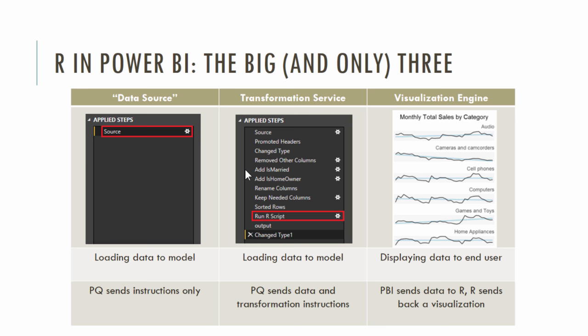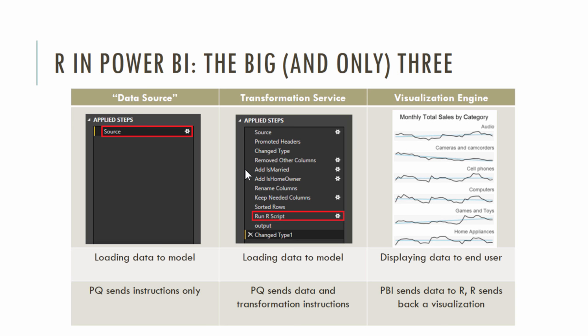So, R and Power BI, the big and only three. There are exactly three things that you can do with R and Power BI. You can use R as a data source, you can use it as a transformation service, and you can use it as a visualization engine. The first two are very closely related. They are both about loading data into the data model, about getting data into Power BI so you can perform analytics on it.